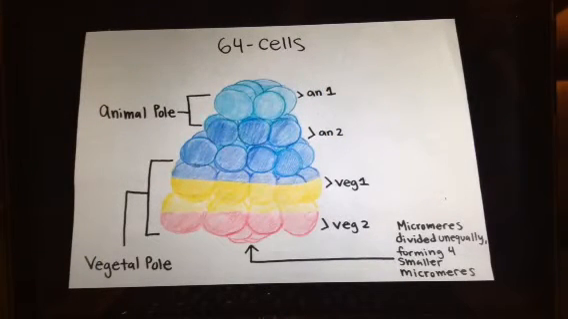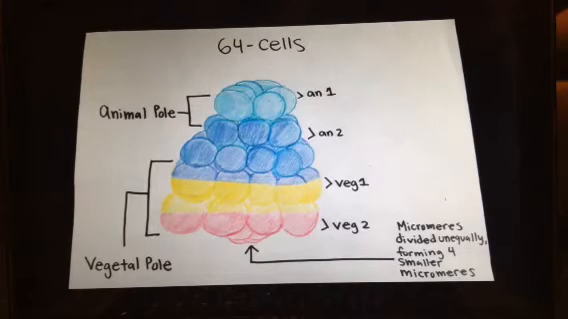The 64-cell stage shows the animal pole with AN1 and AN2, and the vegetal pole with VEG1 and VEG2. Also, at the bottom, you see micromeres divided unequally, forming 4 smaller micromeres.